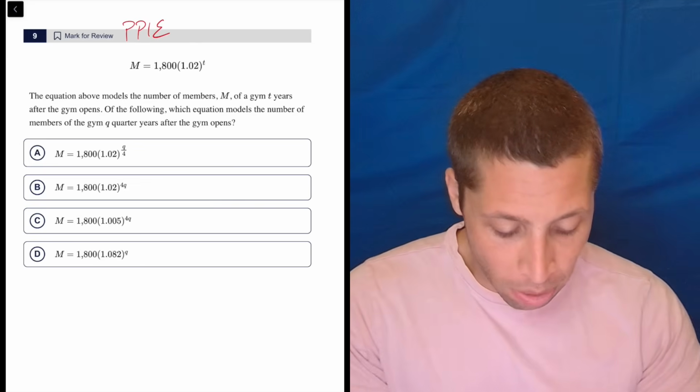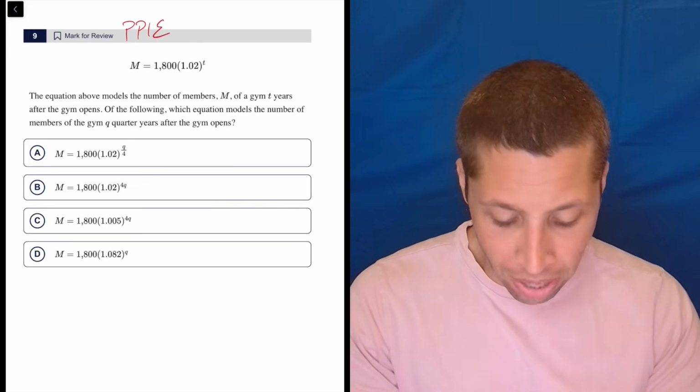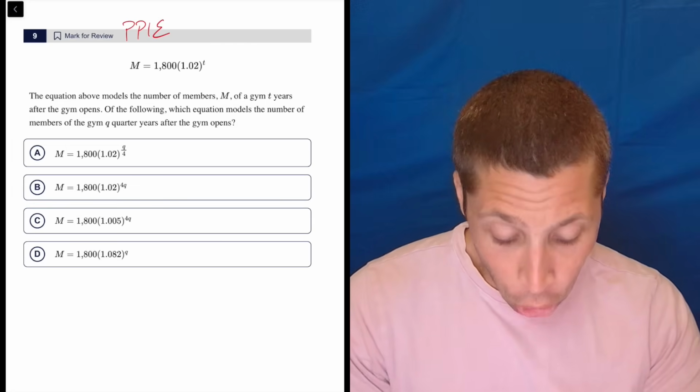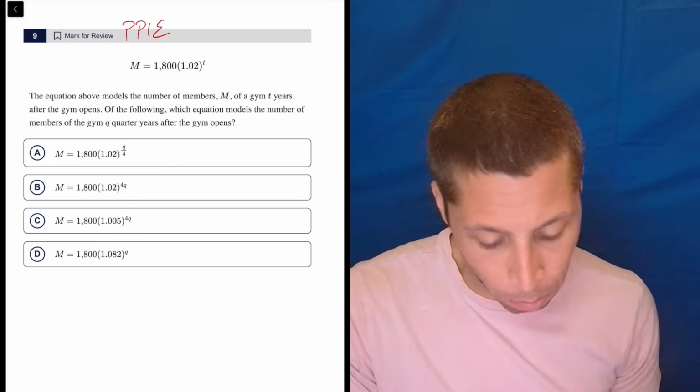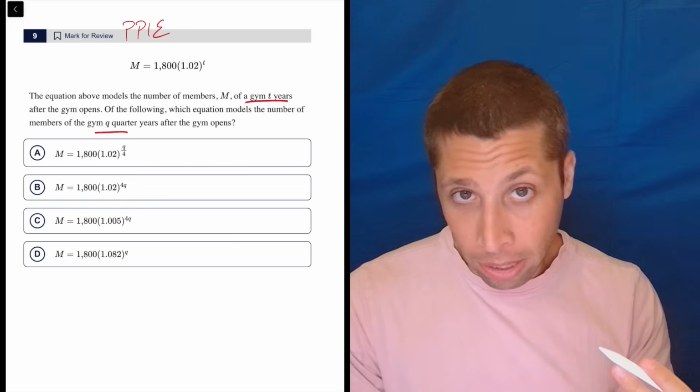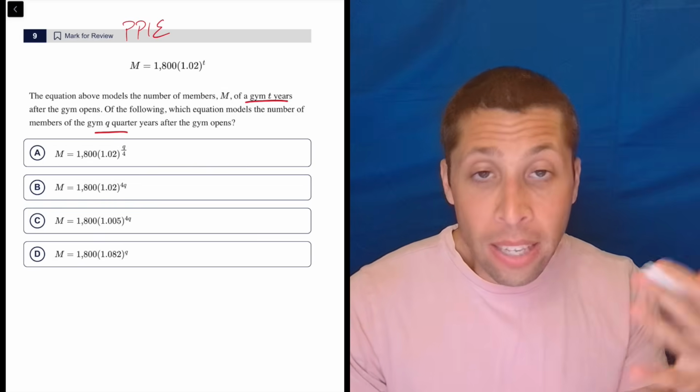The equation above models the number of members M of a gym T years after the gym opens. Of the following, which equation models the number of members of the gym Q quarter years after the gym opens, right? So these equations are supposed to be the same. And we are obviously changing them in some way. So let's see the change happen, right?